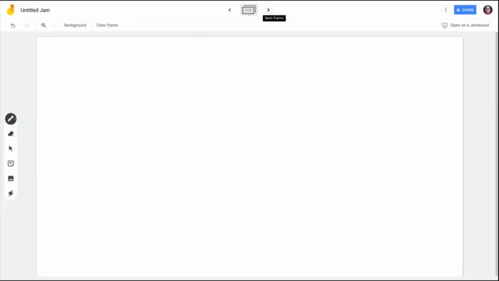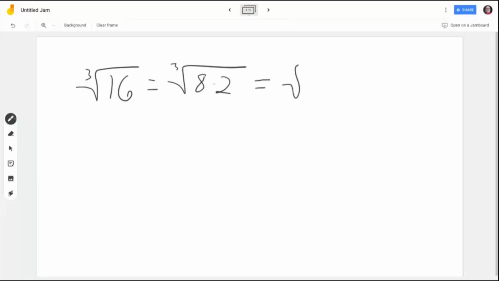Let's try another one. Let's say we have the cube root of 16. Well, we can express 16, don't forget the cube root, as 8 times 2. We can represent 8 as 2 times 2 times 2, and don't forget the other 2. Or you could notice that 16 is 2 to the 4th, either way.